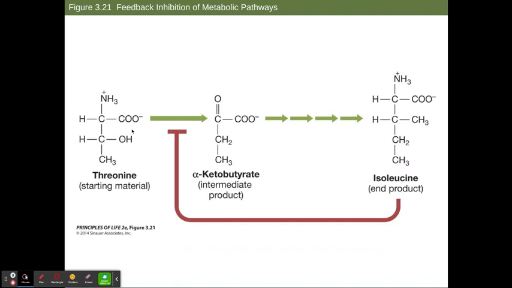So in this case, we have threonine. We are trying to get to isoleucine over here. So we have this commitment step comes in. Each of the reactions is catalyzed by a different enzyme. Each forms a different intermediate product.